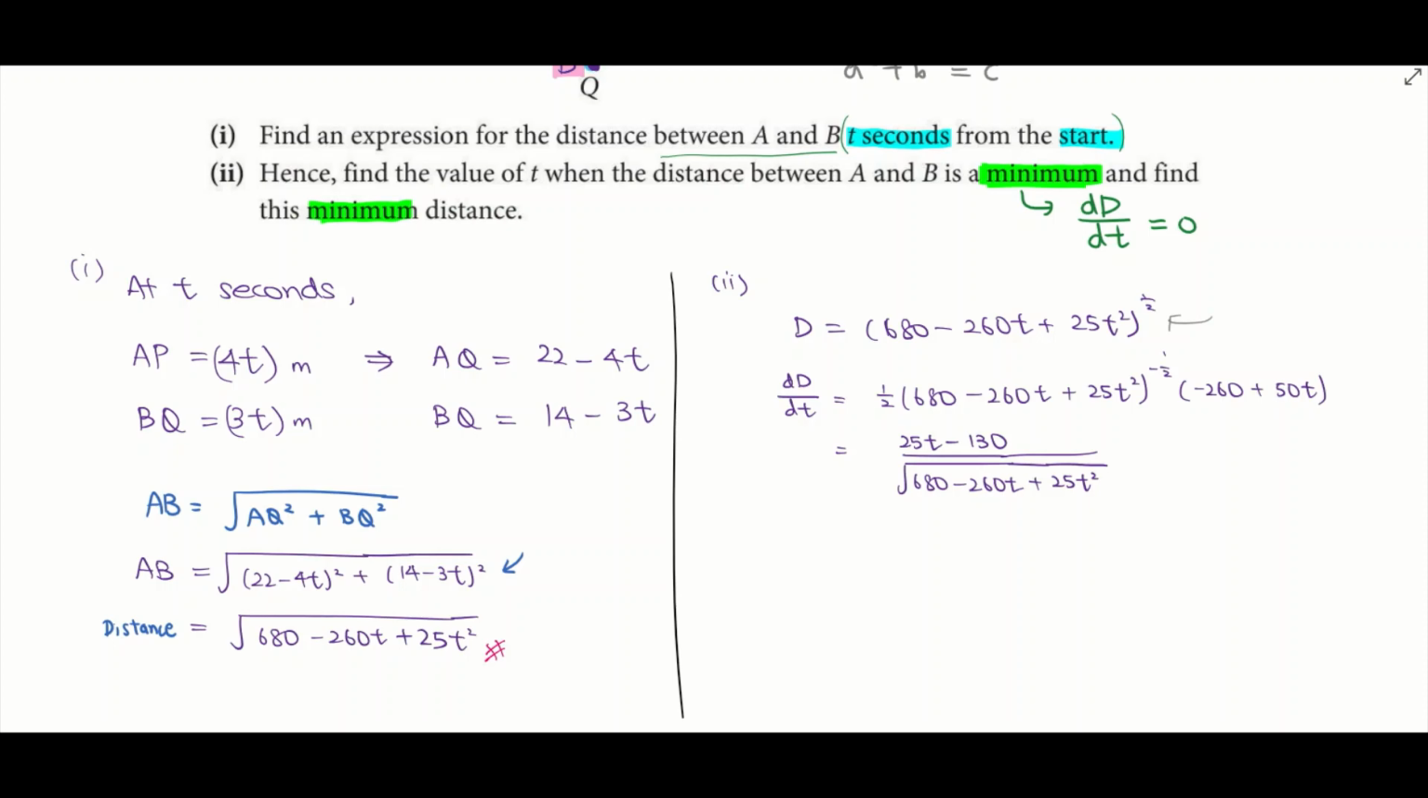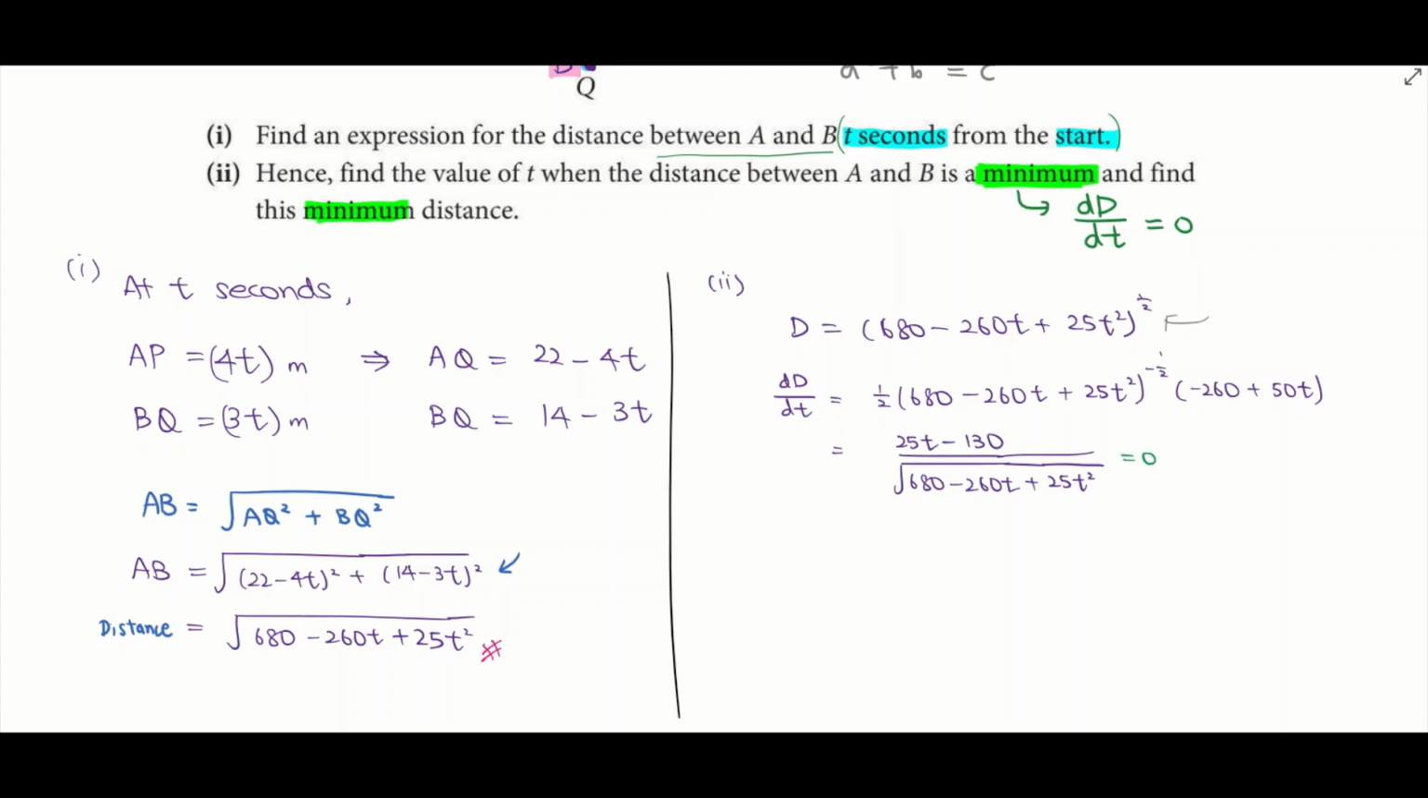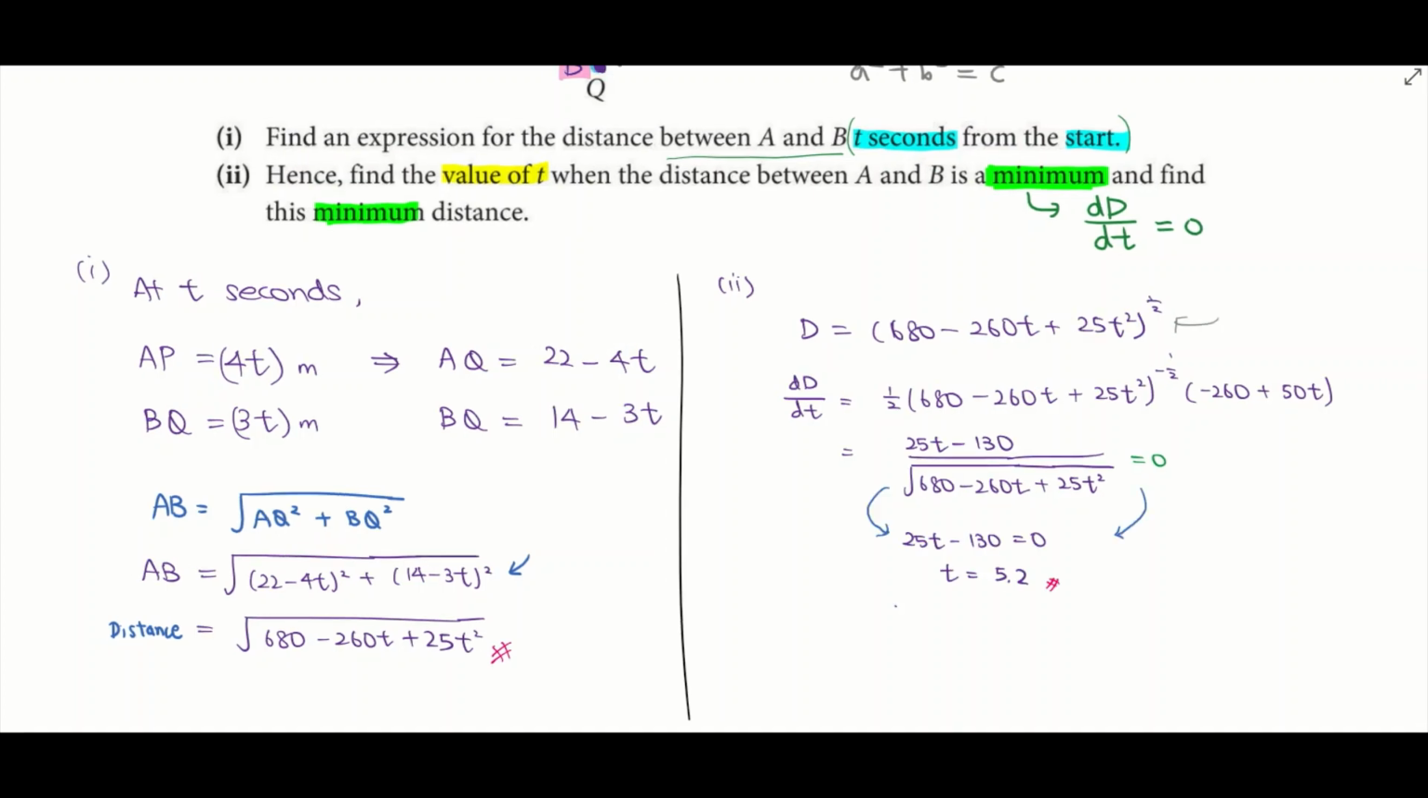Remember, since we are finding minimum distance, my first derivative will be equal to 0. Once we equate the first derivative to 0, we'll just follow what the question wants us to do: find the value of t. And t will be equal to 5.2.